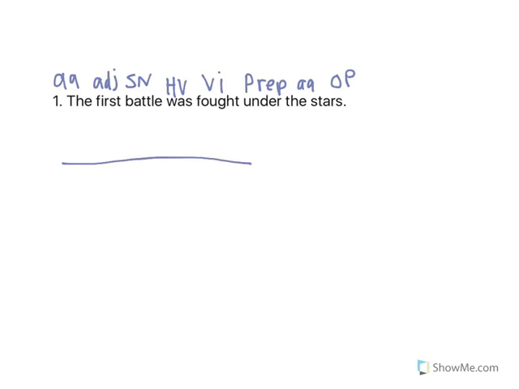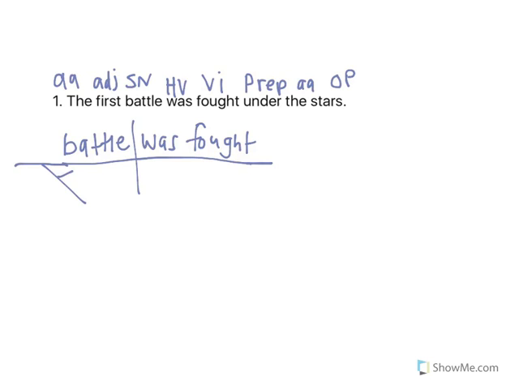So let's diagram. Our subject is going to be battle, and our verb phrase is was fought. Remember, with a helping verb, you just put it on the same line as your intransitive or transitive verb. Then we have the word the, modifying battle, and first is an adjective, also modifying battle.